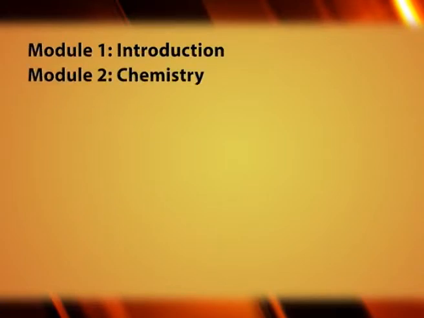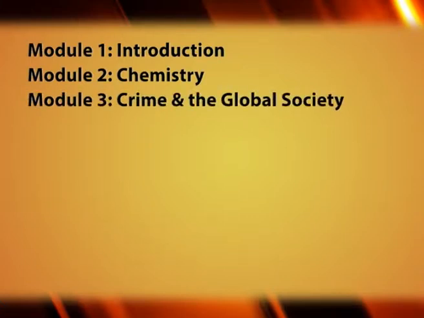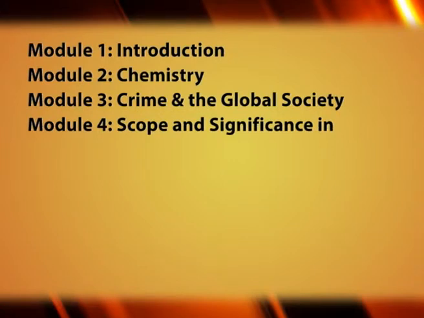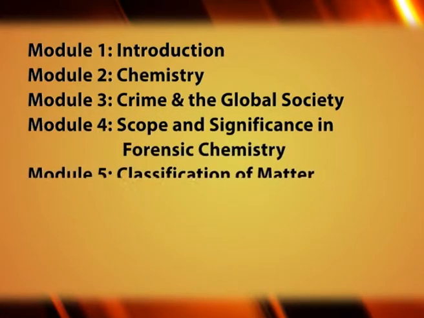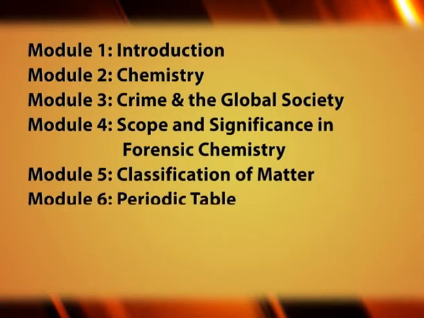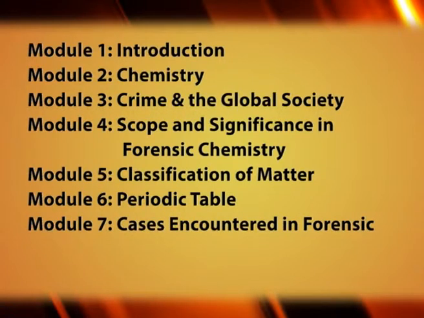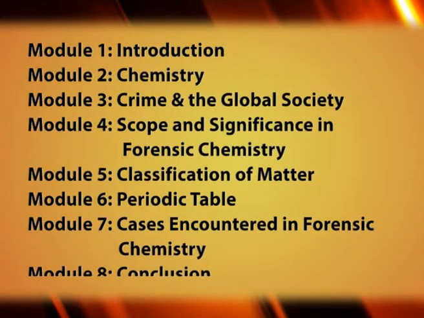The first module will deal with the introduction. The second module will take you to chemistry. Module 3 will deal with crime and global society. Module 4 will discuss the scope and significance in forensic chemistry. Module 5 will deal with the classification of matter. Module 6 will take you to the study of the periodic table, and in module 7 we will discuss the cases which are encountered in forensic chemistry, and module 8 will be the conclusion.